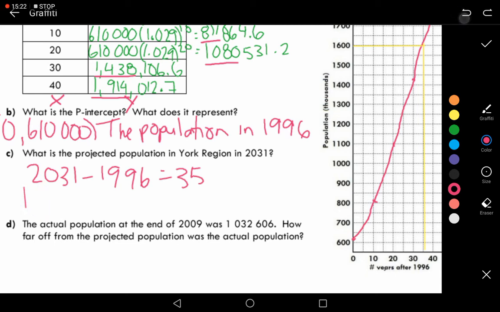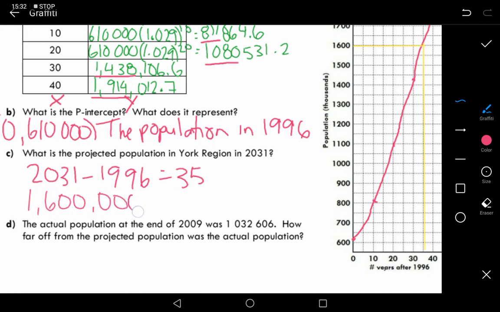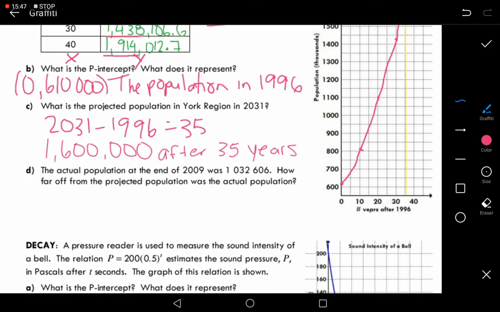Whoops, I still just have my straight line. There we go. And 600,000. And then we can just say after 35 years, or you could have said in the year 2031.